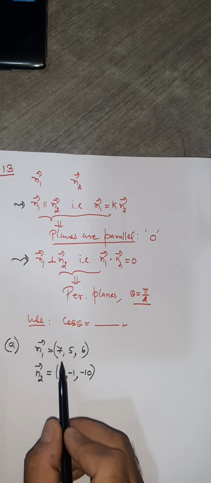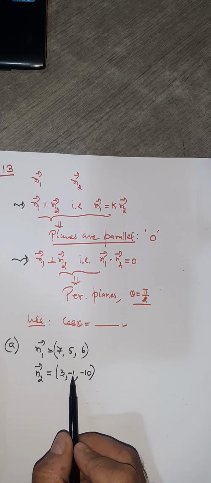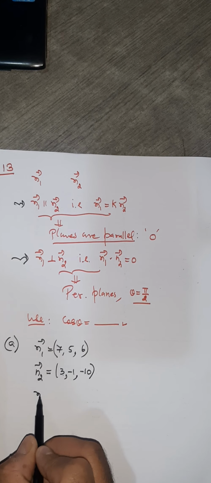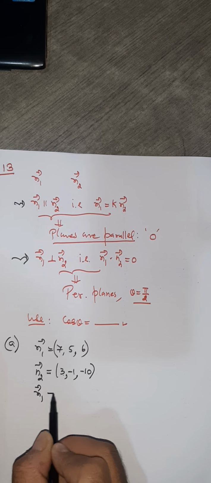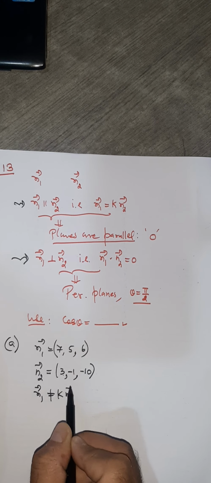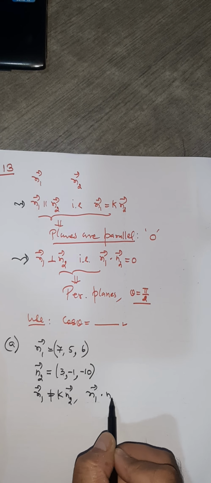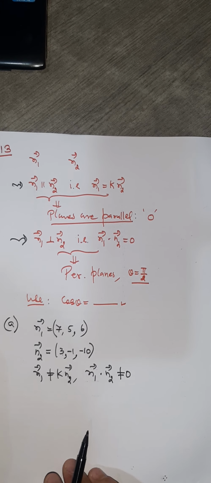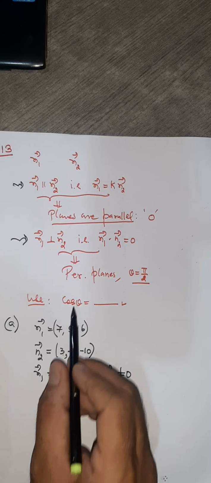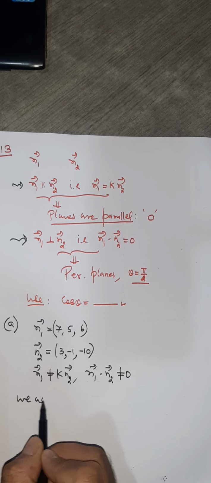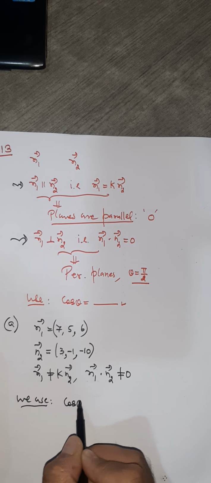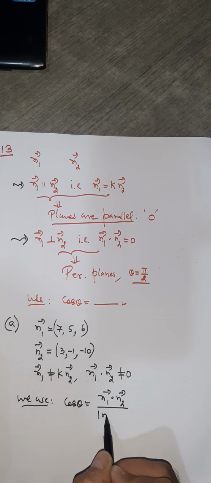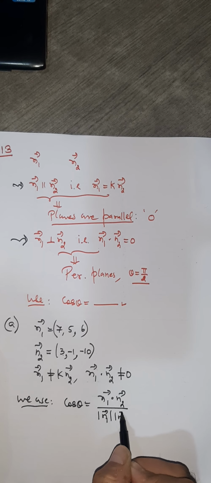The next point is what you need to see. What's a dot product? So 21 minus 5 and here minus 60. So dot product is also not 0. So here you can say that this is not equals to this. They are not multiples. And dot product is also not 0, remember. So they are neither parallel nor perpendicular. So they must have some acute angle. So we use this formula now. We use which formula? We use cos theta equals to modulus of n1 dot n2 upon their individual moduli.